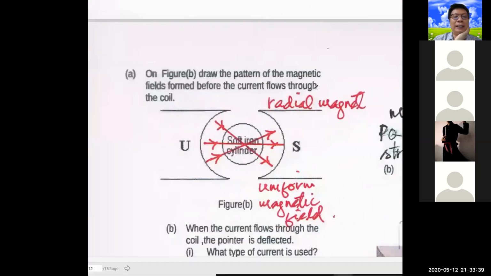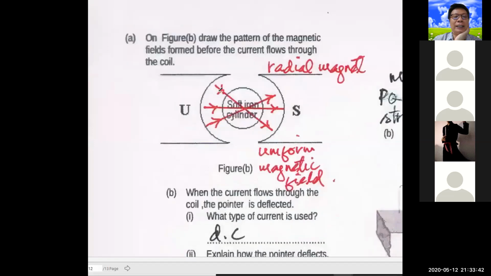On figure, draw the patterns of magnetic field. Okay, now the magnetic field is like this. North to south, north to south. So one line, two lines, three. So this is a uniform magnetic field. When this is circular shape, the magnetic field is all uniform. Here also all same, magnetic field same. And please jot down here, this kind of magnet, circular shape, we call it radial magnet, like radius, radius is round, okay? Radial magnet, so round shape.